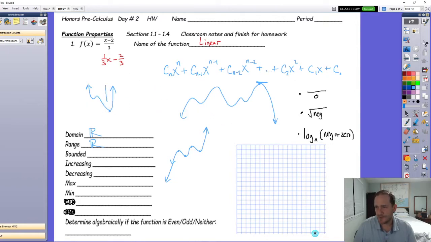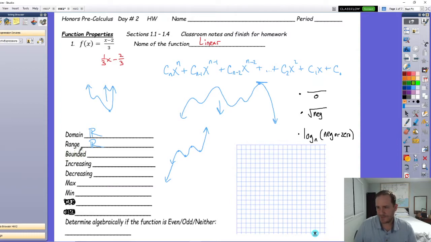How do you know if it opens up or opens down? The leading coefficient. Positive leading coefficients open up, so their ranges would be min to infinity. Negative leading coefficients open down, so their ranges would be negative infinity up to a max. Alright, again, I'm over explaining, but let's move on.